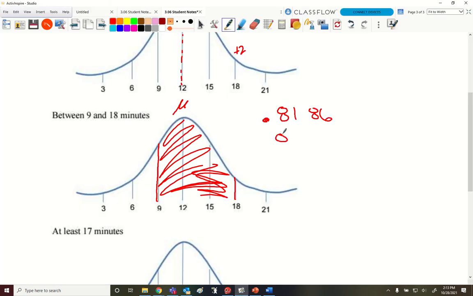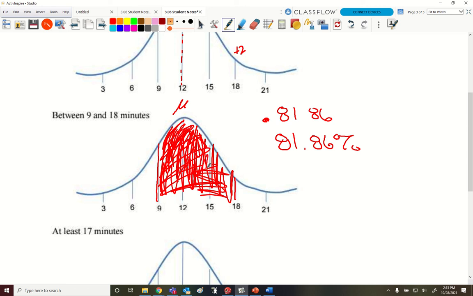So it's going to be 81.86% in between. So in regards to my word problem, what can I say? We have a bunch of these on the homework and on some of the problems that we're going to have. What does it mean in the context of the problem?